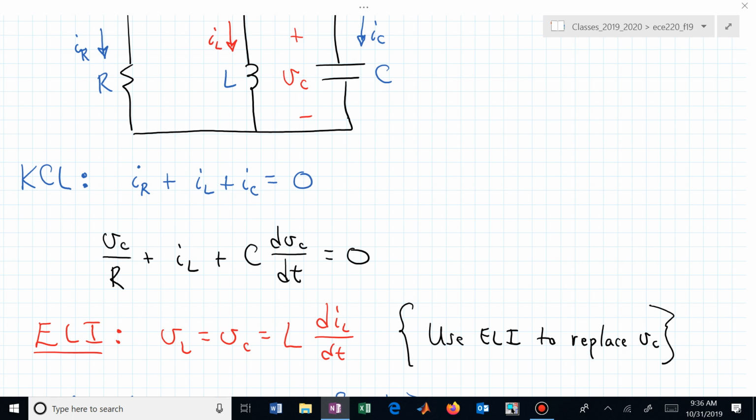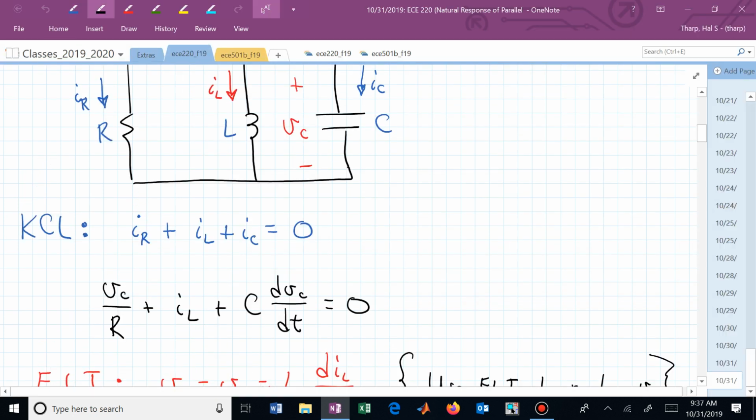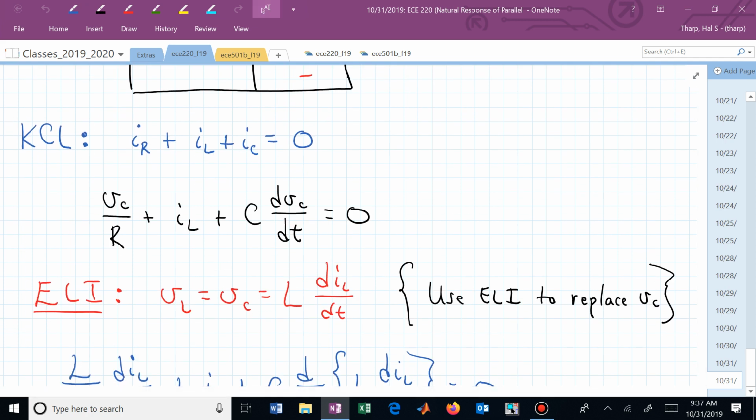We can then rely on Eli. We would prefer not to have too many state variables floating around. For this second order, we can actually substitute or get rid of one of those in terms of the other. If we look at Eli, here I'm using the fact that all three of these circuit elements are in parallel. That's why I'm able to say that V sub L is equal to V sub C. This is not true in general.